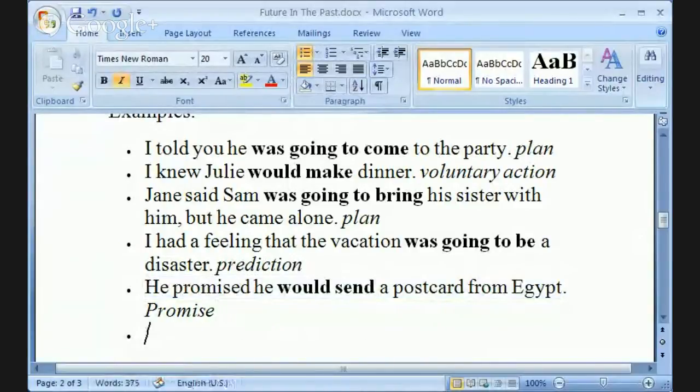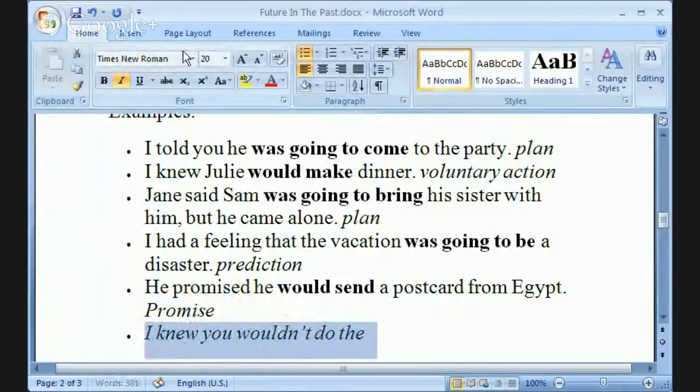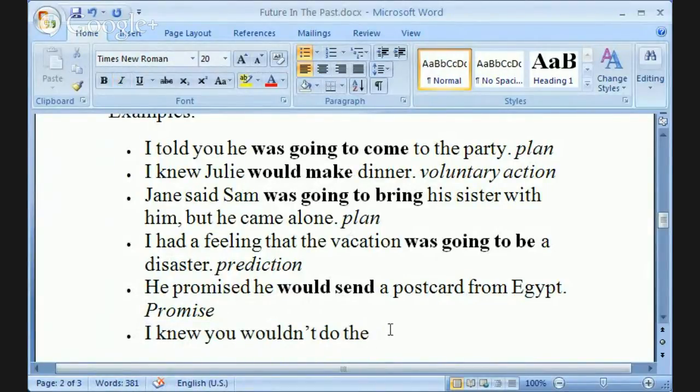Wait a second. I know you wouldn't. Knew. Pronunciation: knew. Okay. I knew you wouldn't do the homework. That's fine. Very simple. I knew you wouldn't do the homework. Great. Be careful with your pronunciation of knew, past tense. No. And that's fine.